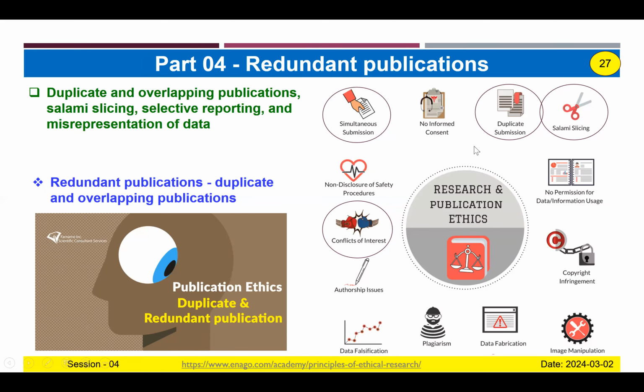For example, if you look at this, simultaneous submission, no informed consent, duplicate submissions, salami slicing, or something we already talked about: plagiarism, data fabrication, data falsification. There is some more content that also belongs to publication ethics. And redundant publication is one of the components of research and publication ethics.